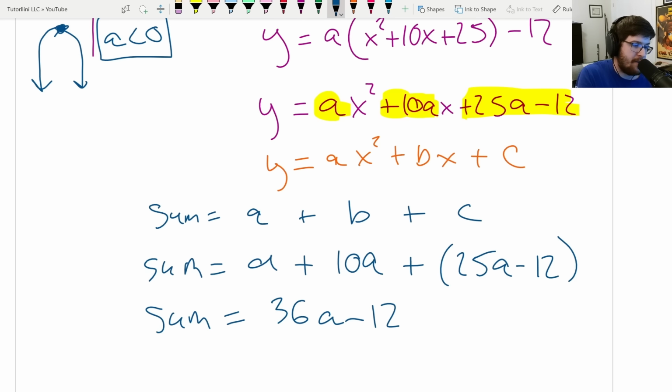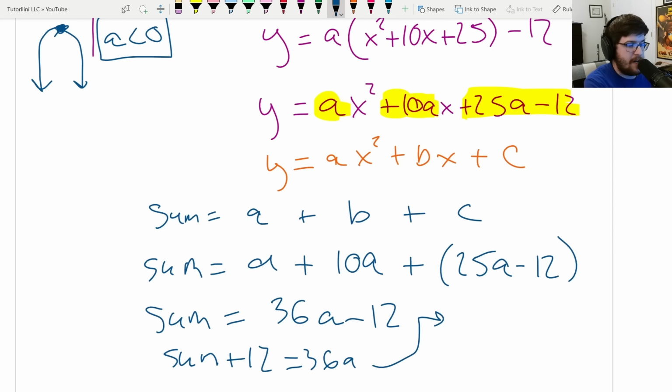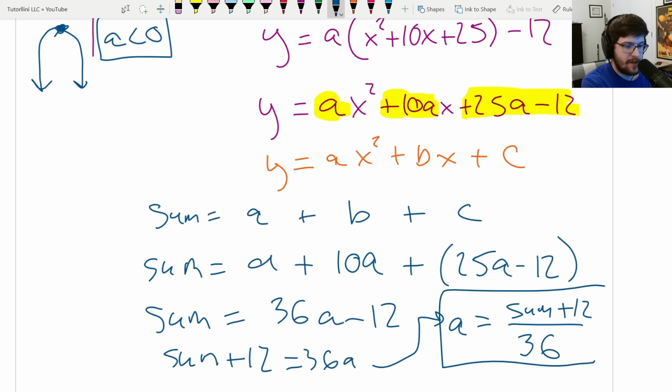And just to make guess and checking easier, those answer choices represent the sum, so why don't we get the a by itself? So if I add 12 to both sides, I get sum plus 12 equals 36a. And if I divide both sides by 36, I get a equals sum plus 12 over 36. So this is what we're going to use to check the answers.